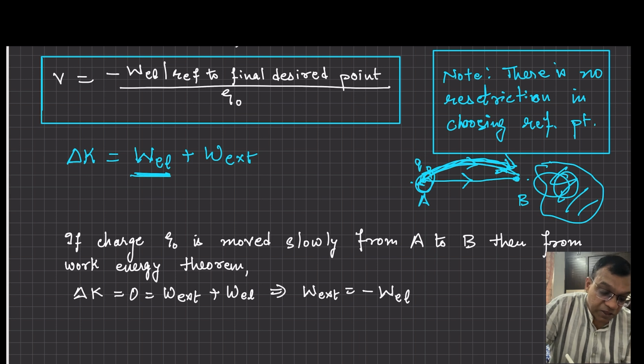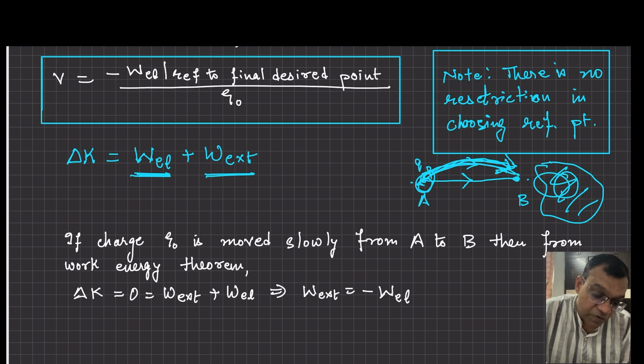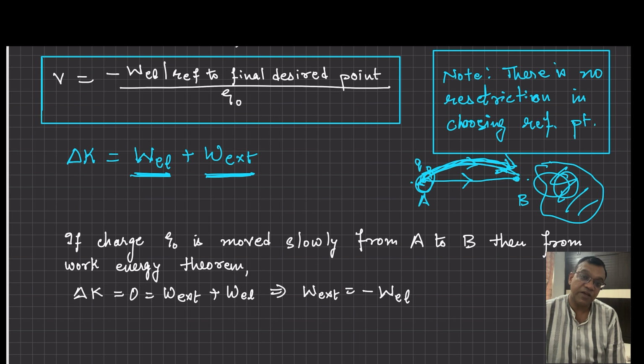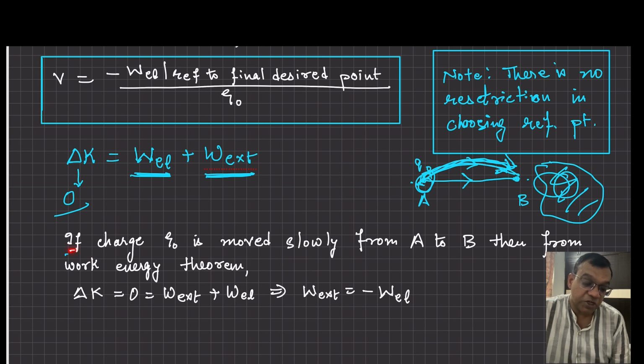Now, in the potential definition, we have the work done by electric force. If we want to write it in terms of the work done by the external force, then we have to move the charge slowly. If the charge moves slowly, then the change in kinetic energy becomes 0. If charge Q naught is moved slowly from A to B, then from the work energy theorem, change in kinetic energy is equal to 0, and this is equal to work done by external plus work done by electrical. So work done by electrical force comes out to be the negative of work done by external force.